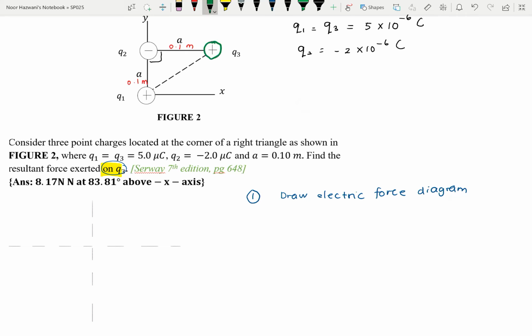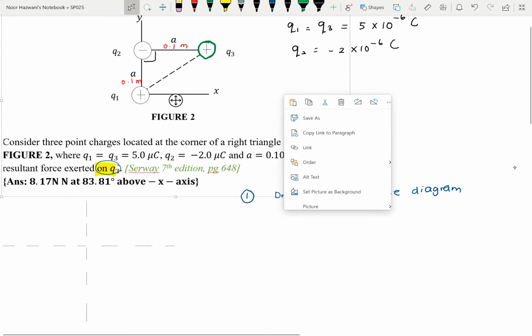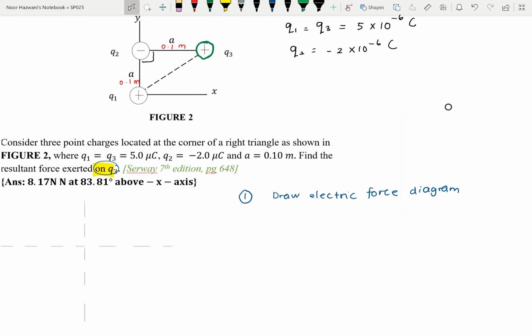Okay, kita tengok apa akan terjadi pada Q3 by Q1. So, Q3 akan tertolak ke atas. So, ini adalah directionnya. So, kita akan label sebagai F31. Sebab on Q3, force exerted on Q3. So, bila you nak label, I ingatkan sekali lagi, you mesti kena tulis dulu 3 baru 1.